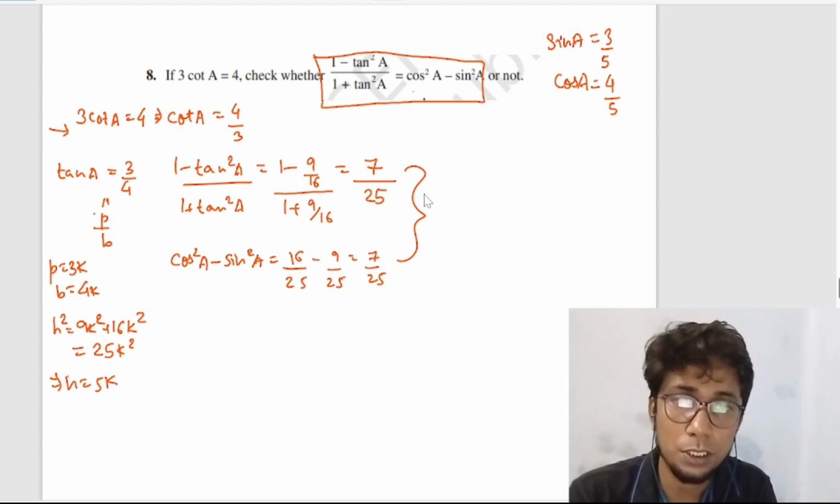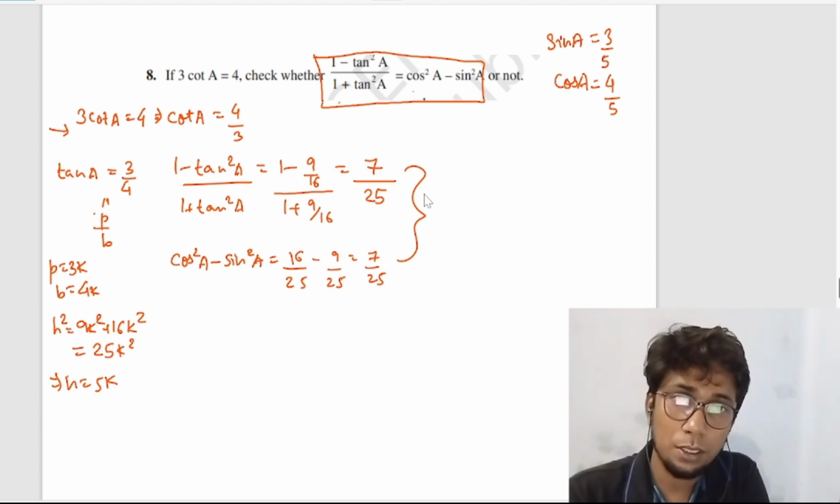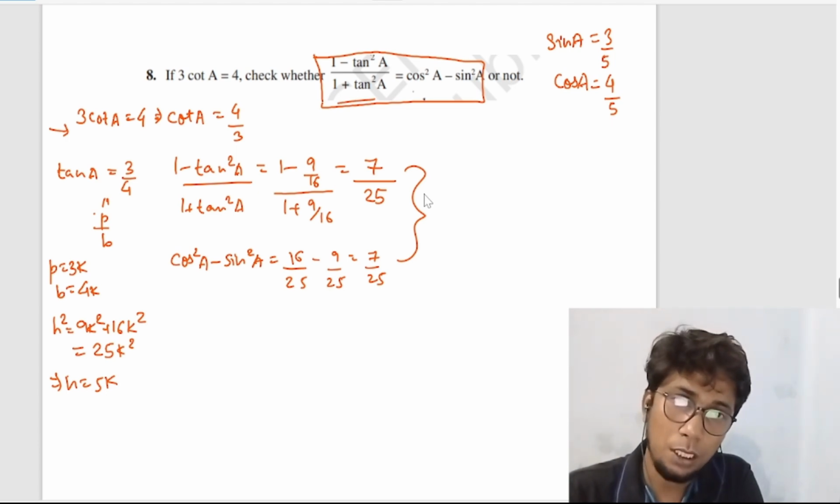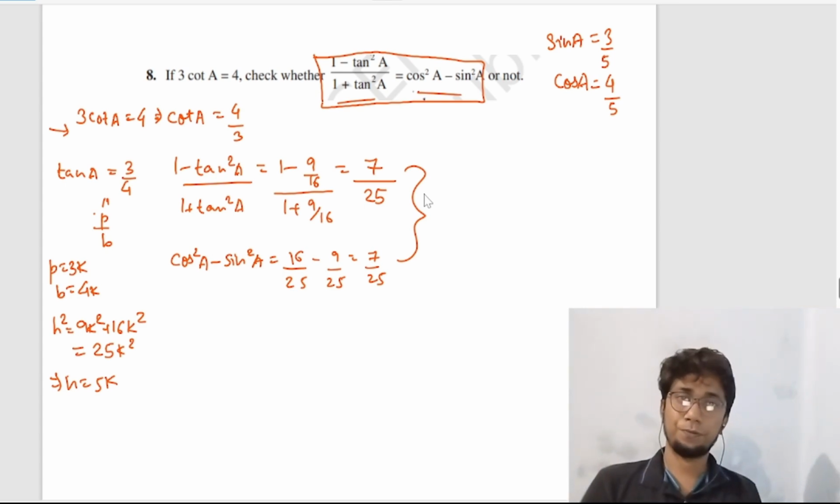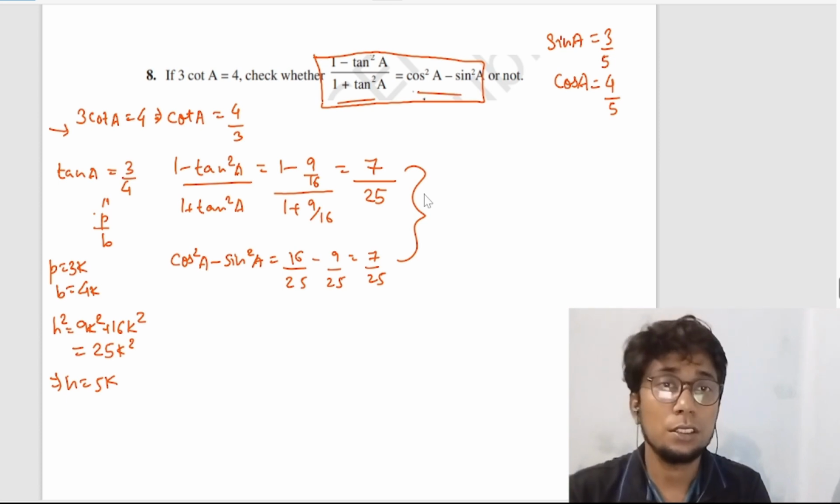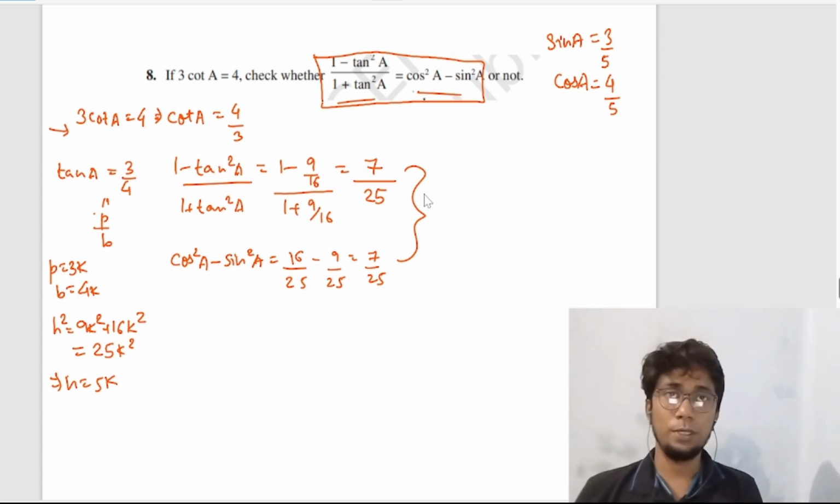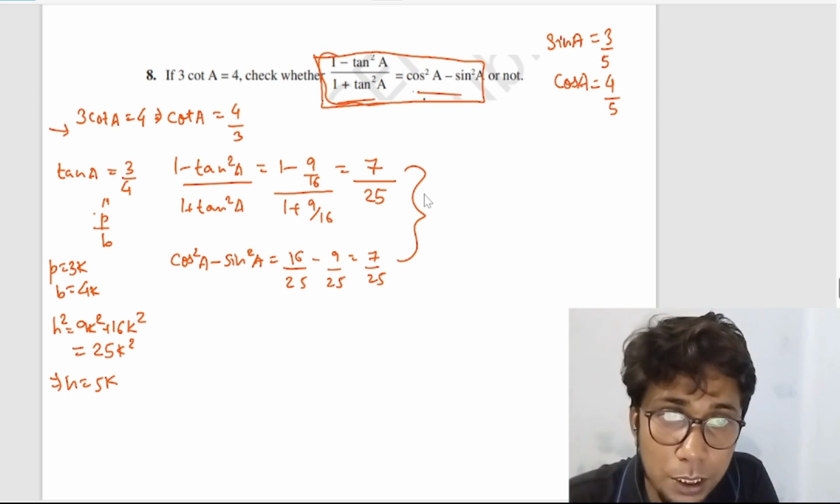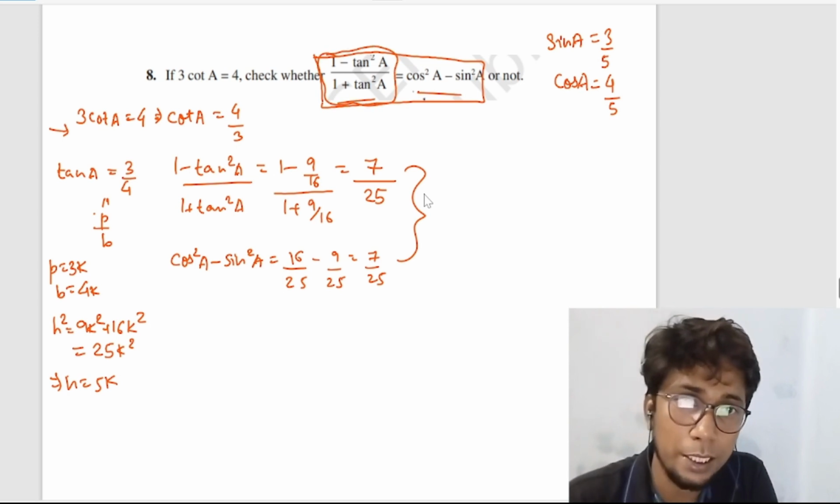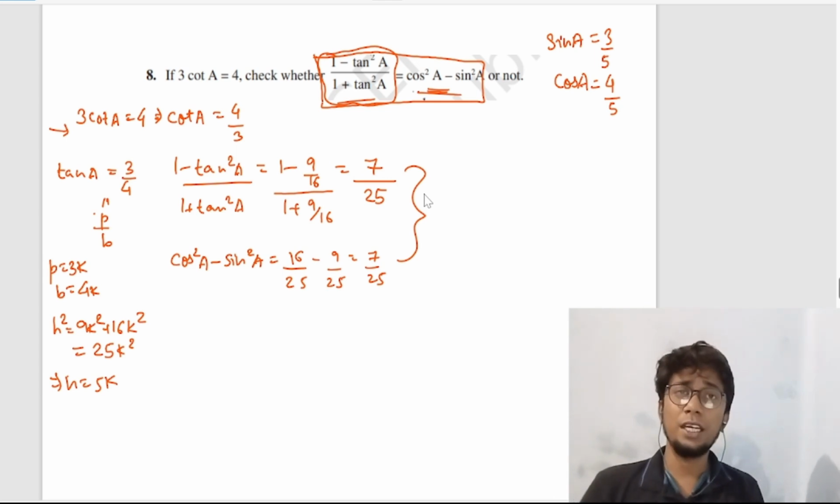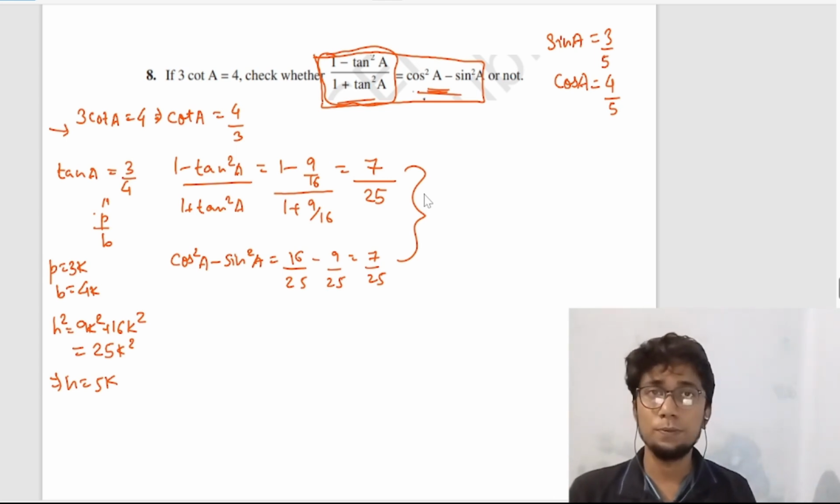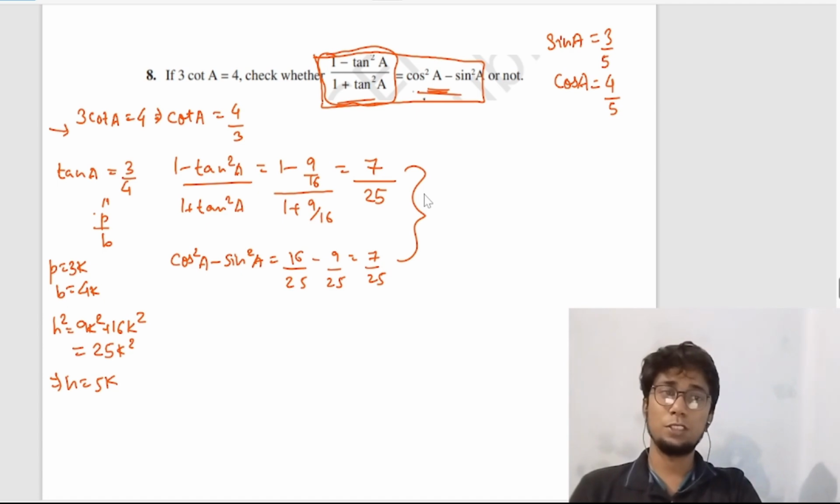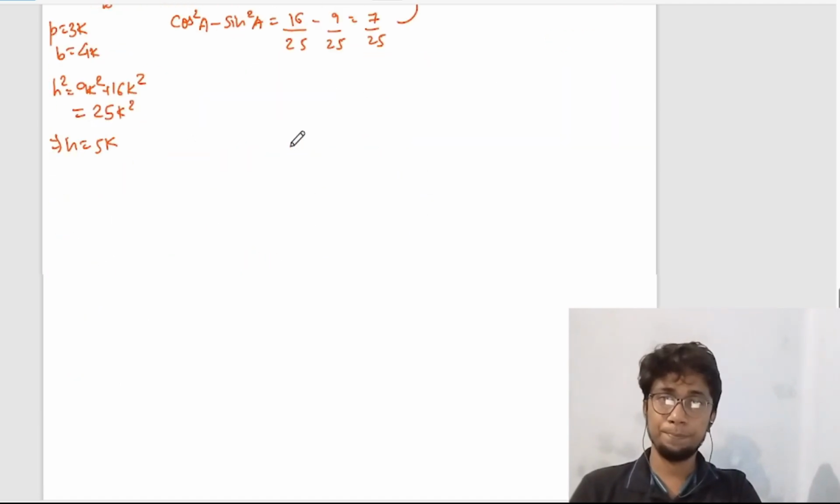Hence, we have checked that the value of this expression will be equal to this expression. Alright, we have verified it. Again, this question can also be solved using trigonometric identities. You can manipulate this expression in such a way that you get the expression on the right hand side. You can try it, and if you have any doubt, you can let me know. Fine. So let's move on to the next question now.